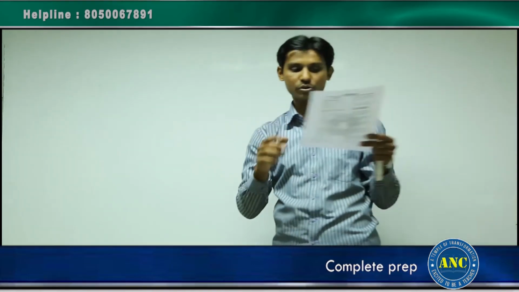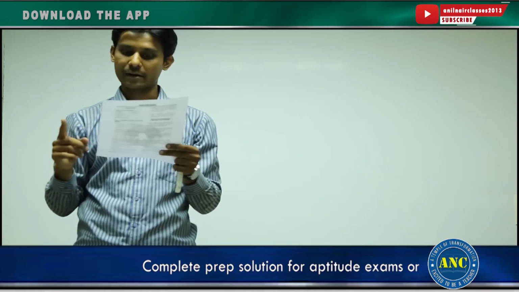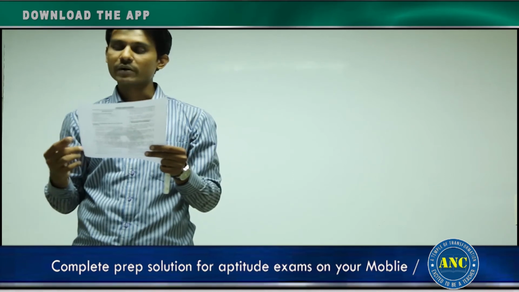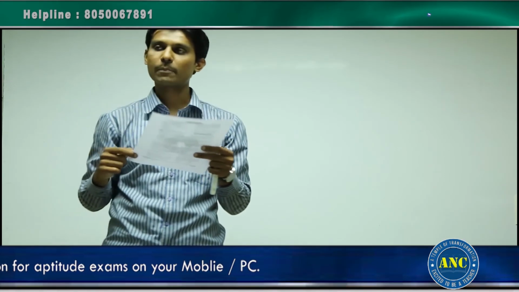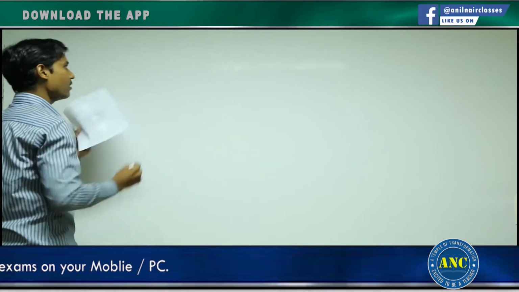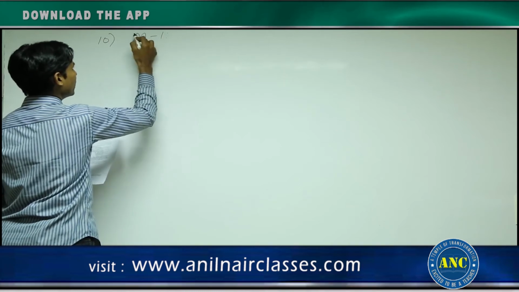Now read your question. A reduction of 10% in the price of sugar enables a man to buy 25 kgs more for 225 rupees. Find the original price of sugar per kg. See here. I will discuss this in two methods. First, listen to method 1. Method 1 is by using variables.